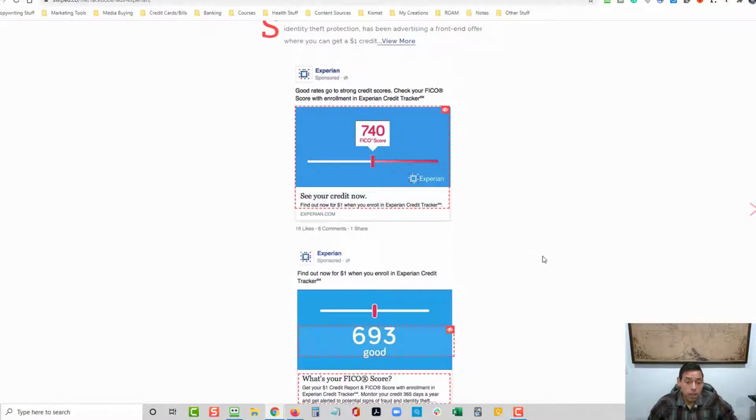So you can see here the headline is just "See Your Credit Now." I'm focusing on the way you'd probably experience the ad. You'd probably see this first, and you probably look down: "See Your Credit Now. Find out now for $1 when you enroll in Experian Credit Tracker." So this is a direct ad. They're going right at it. Find out for $1, right? They're just saying it's $1. Get your credit score. See where you're at.